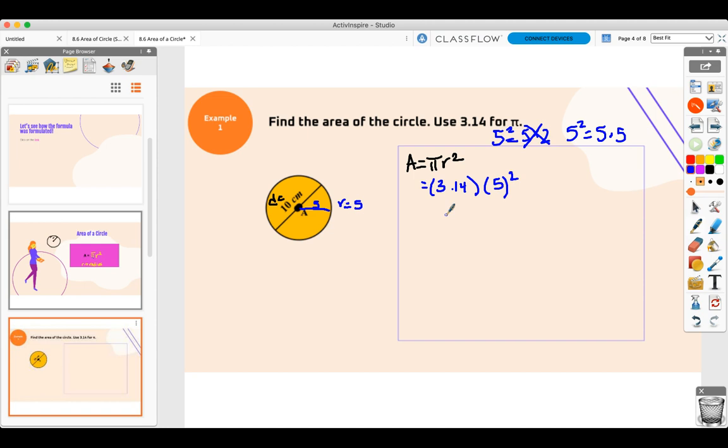So let's multiply that out. We're going to get area is equal to 78.5 centimeters squared. Remember, this is area now. We have to go back to writing squares. This is two-dimensional.